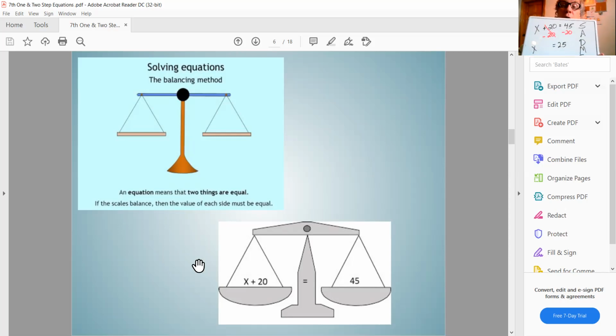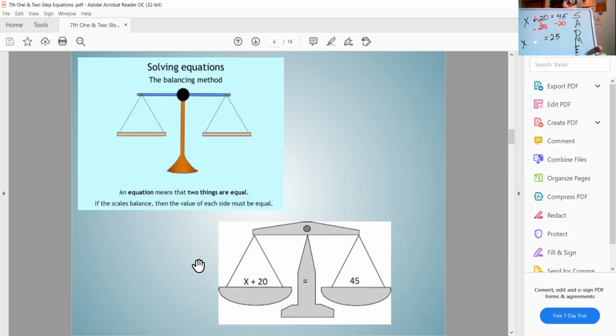So how do we get rid of the plus 20 so the x is by itself? Well, I would add a minus 20 to it. In essence, I'm doing the opposite. But remember, I got to do the same thing to the other side of the equals. So I have 45 minus 20 on the other side.